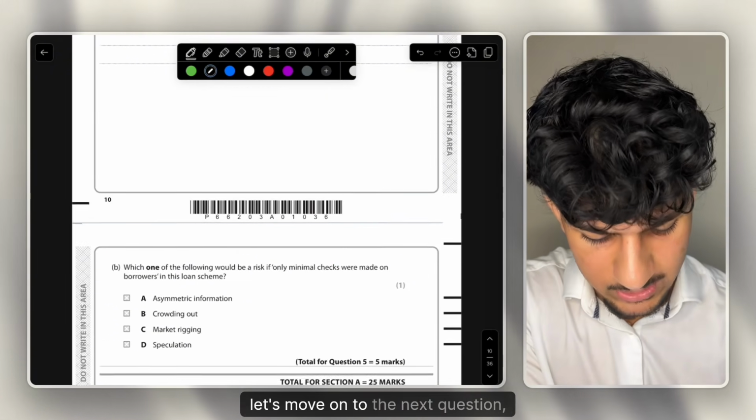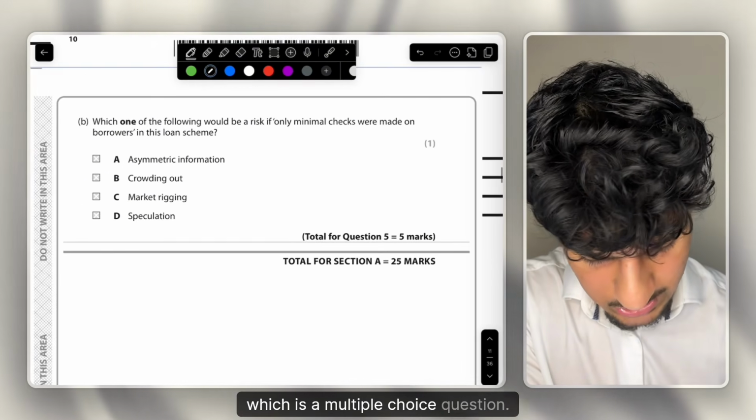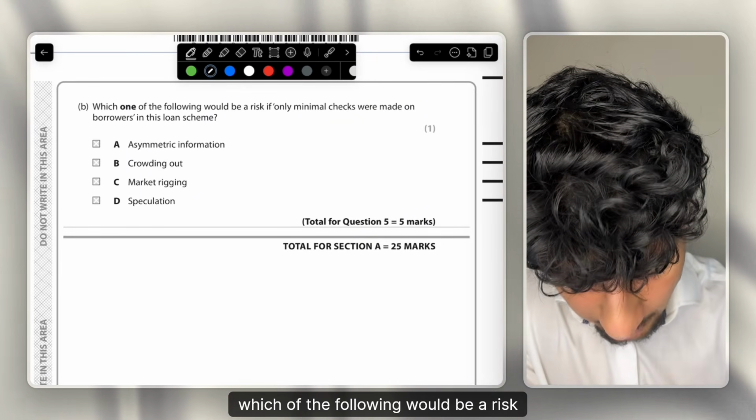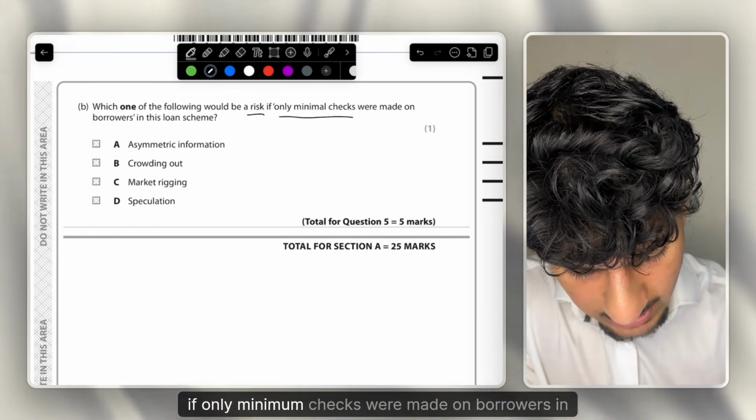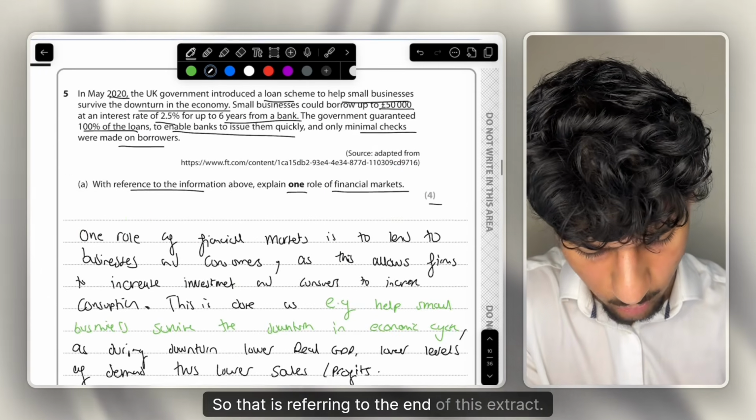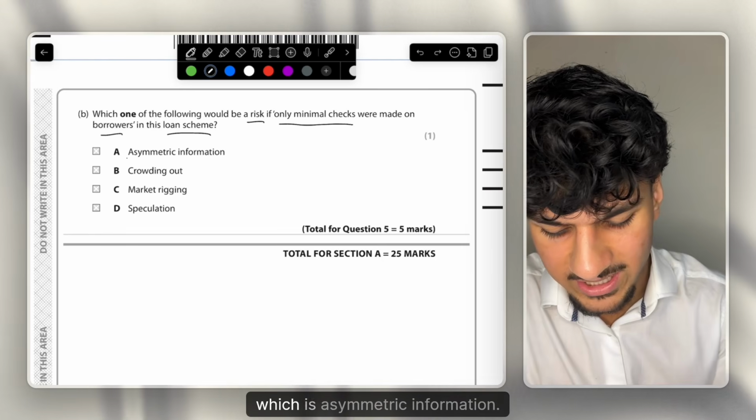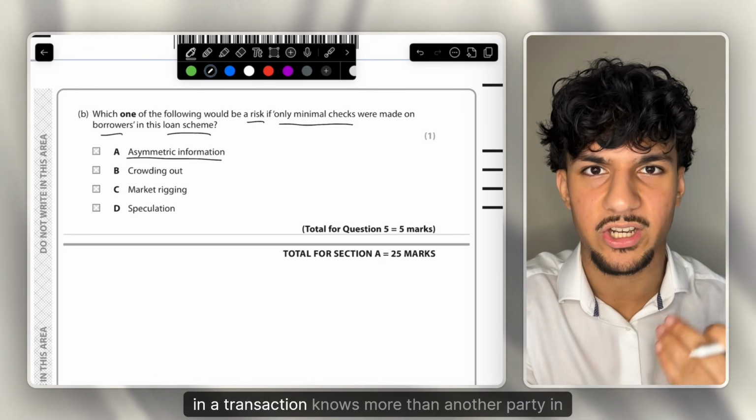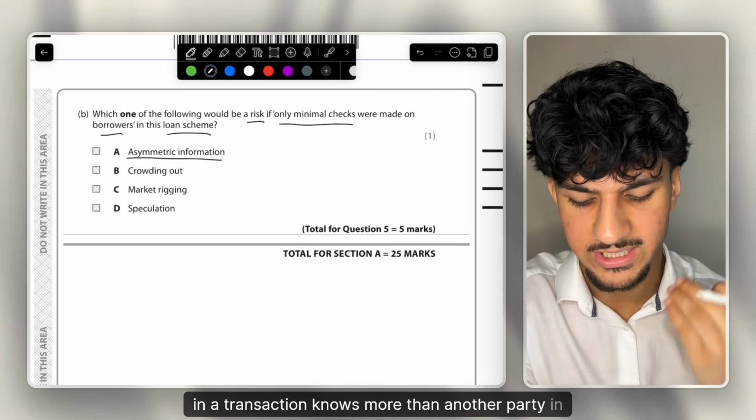So let's move on to the next question, which is a multiple choice question, and let's see what it is saying. Which of the following would be a risk if only minimum checks were made on borrowers in this loan scheme? That is referring to the end of this extract. Let's start with A, which is asymmetric information. What is asymmetric information? It's when one party in a transaction knows more than another party in a transaction.